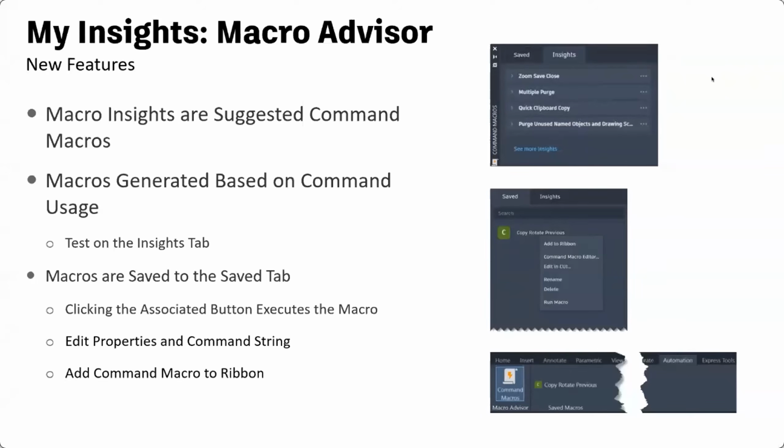After a comment macro has been added to the Save tab, you can execute the command macros by clicking the associated button, and edit the command macros through properties in the macro string. You can also add the command macros to the ribbon from the Save tab.